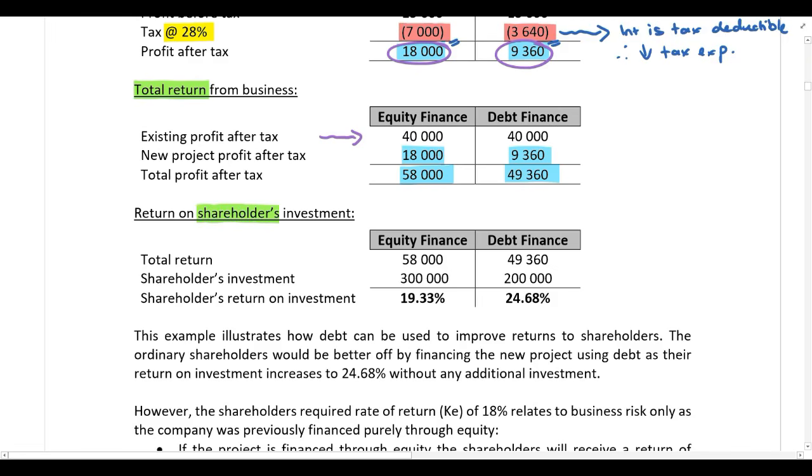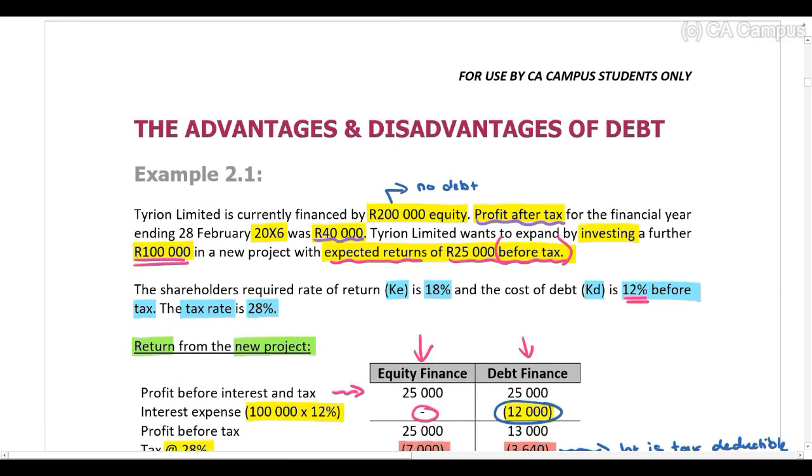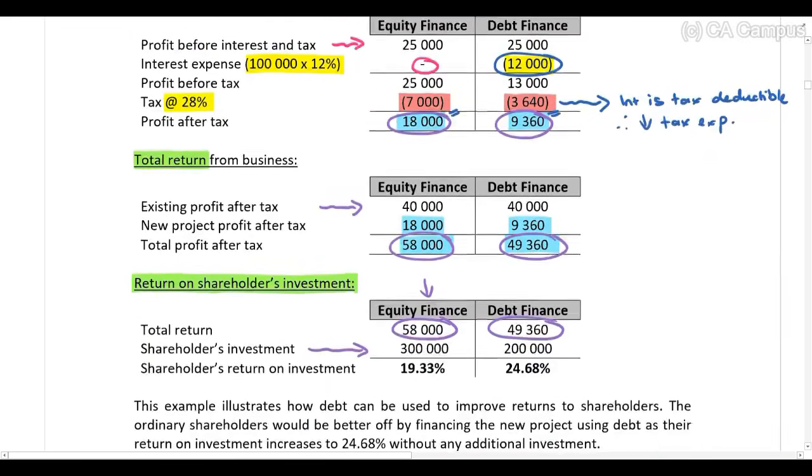Then let's calculate the return on investment for shareholders. So take the return that you calculated above, depending on whether equity or debt finance is used, and we are going to divide by equity. Now guys, obviously if the project is financed through equity, before this new project the company had 200,000 Rand equity and the new project is 100,000 Rand. So if it's financed through equity, equity is going to increase to 300,000 Rand. On the other hand, if it's financed through debt, your equity is going to remain at 200,000 Rand because the new 100,000 Rand is obviously financed through debt. So we are looking at the amount of equity over here.